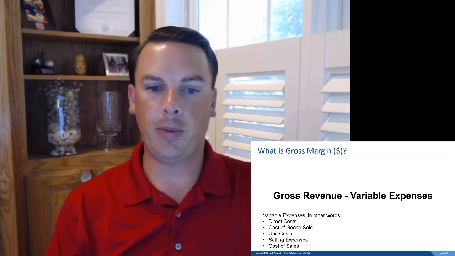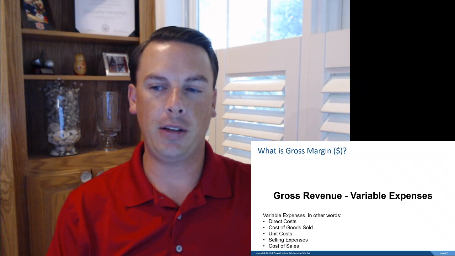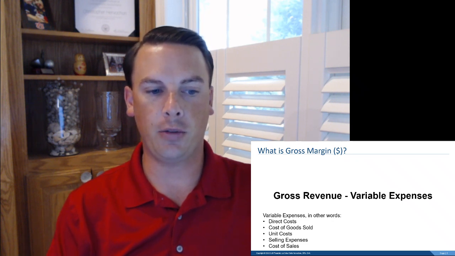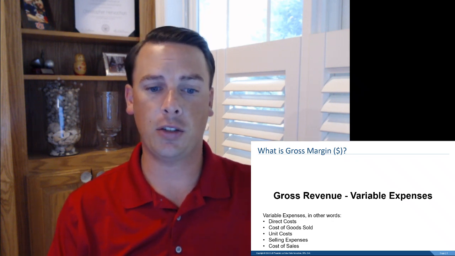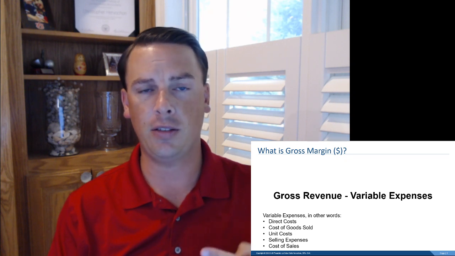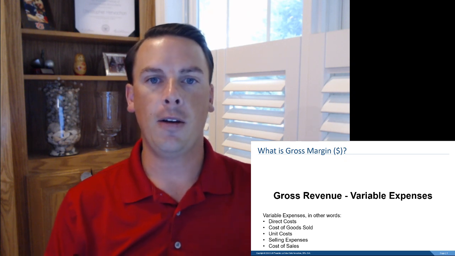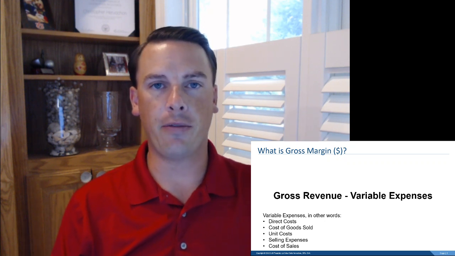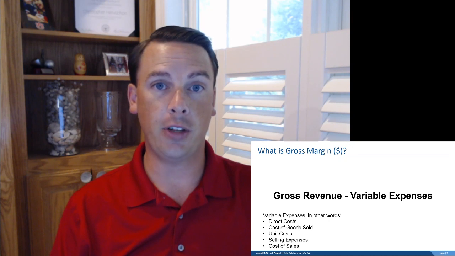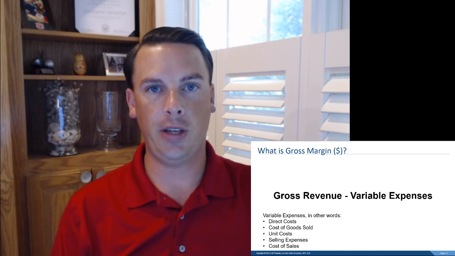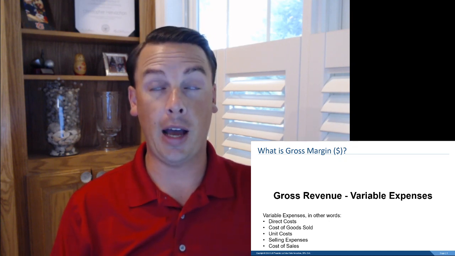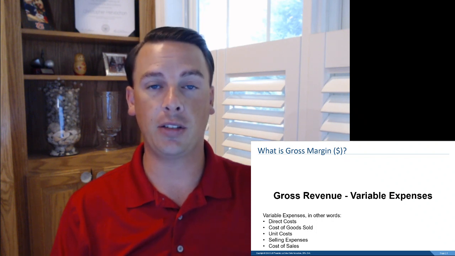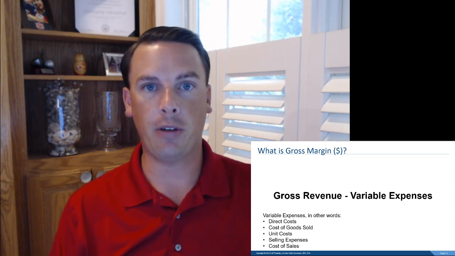Variable expenses, a couple of ways that you can hear those referred to: direct costs, cost of goods sold, unit costs, selling expenses, cost of sales, all the same thing, all variable expenses. Variable expenses basically just means that for every new dollar of revenue that you're going to generate, what are the expenses that are associated with that? So expenses that would not otherwise have been incurred if not for the generation of that revenue.